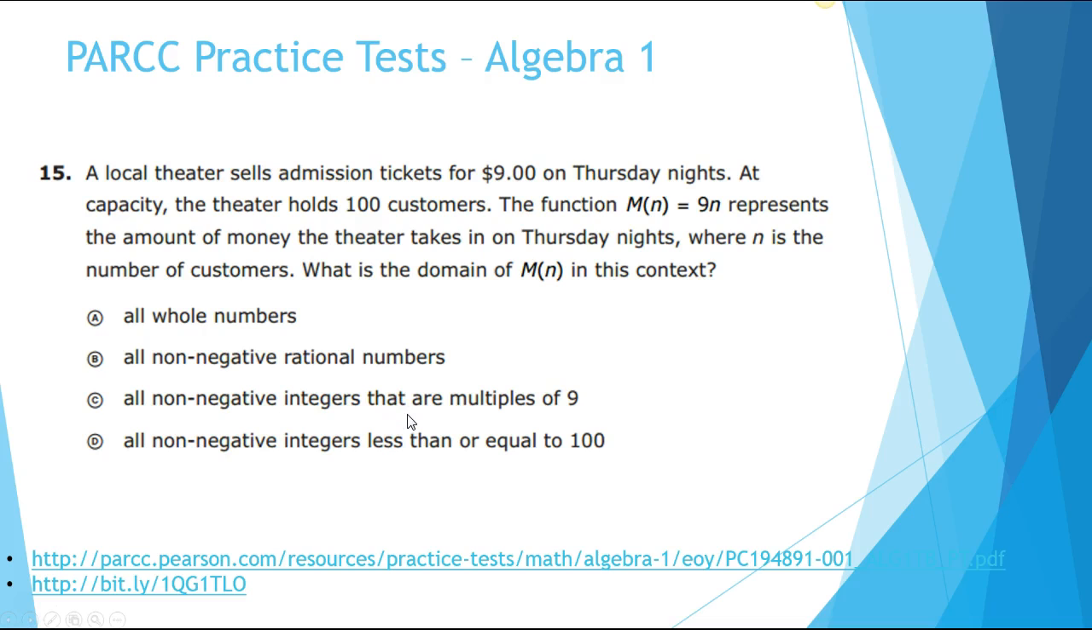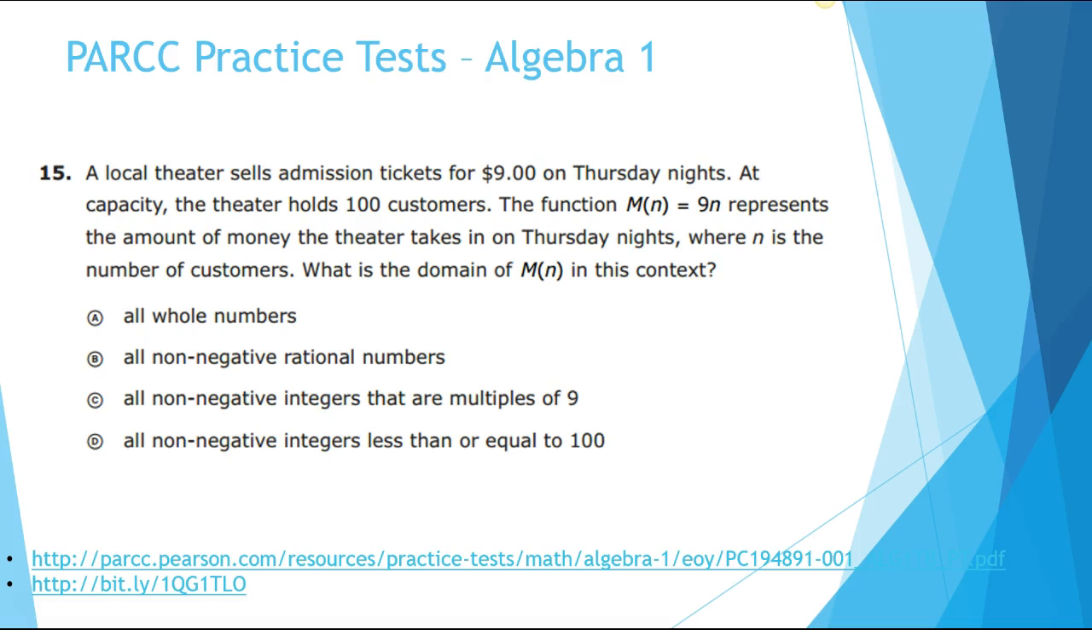Another one of the Park practice tests wants them to understand the domain and range. And so at this point, we're starting to see the variety of questions that they really expect them to know. And so a local theater sells admission tickets for $9 on Thursday nights.